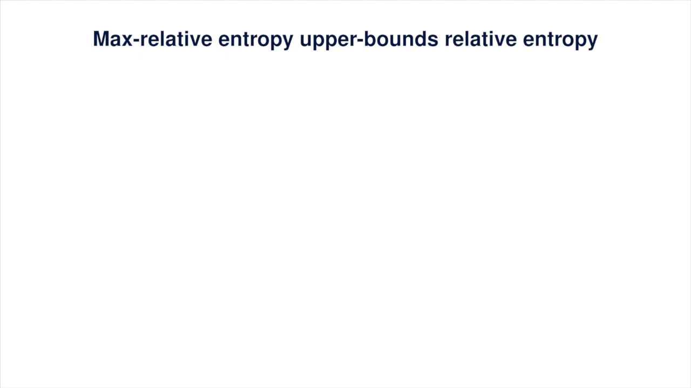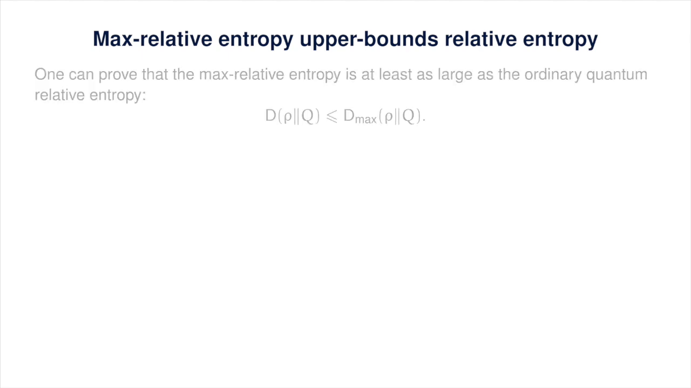Next, let us see how the max relative entropy compares with the ordinary relative entropy. There is, in fact, a very simple relationship between the two, which is that the max relative entropy is always at least as large as the ordinary relative entropy. There are different ways to prove this.